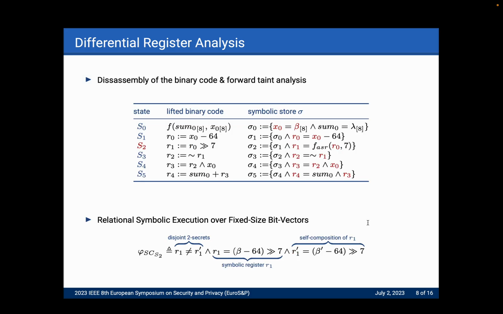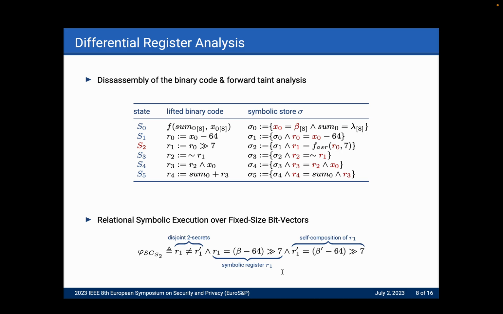For each state having tainted registers, such as S2, we generate a verification condition using relational symbolic execution over fixed bit vectors. Here we need to relate two executions such that they have two joint secrets, and we compose symbolic register R1 here and rename it as R1 prime and compose it with itself.